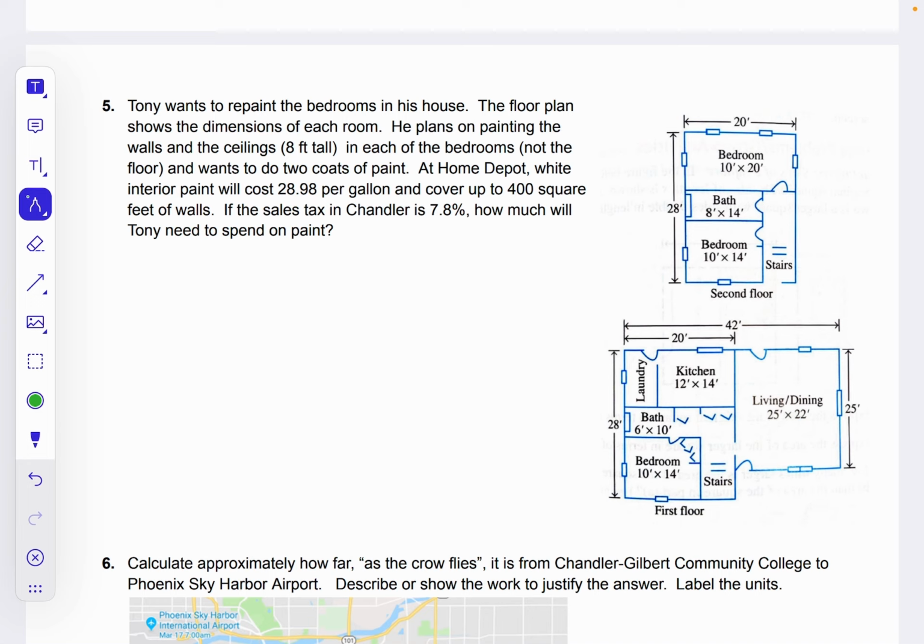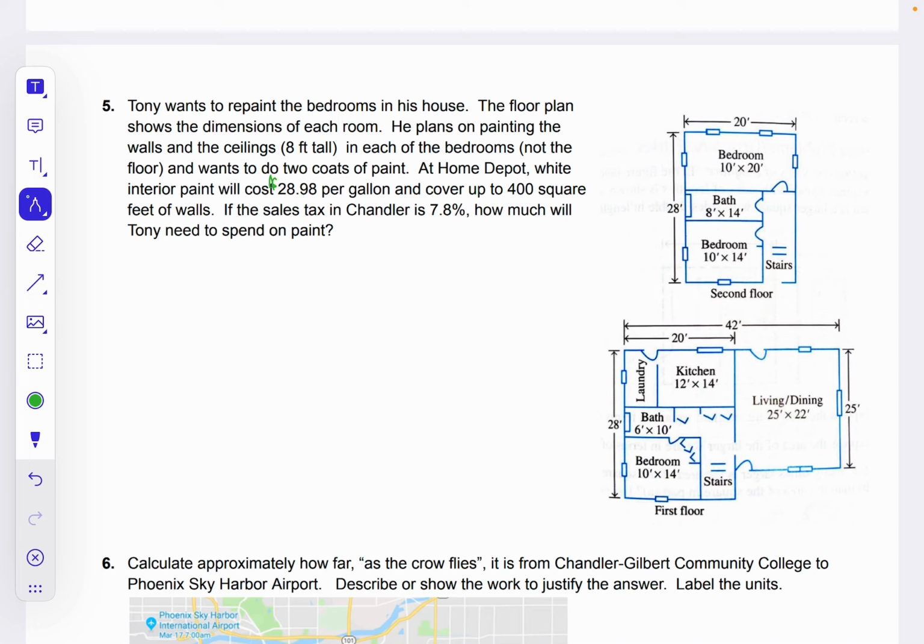At Home Depot, interior paint will cost $28.98. And yes, I know dollars aren't labeled, but we're going to assume it's dollars here. And will cover up to 400 square feet of walls. We're also given some sales tax, and we want to know how much will Tony spend on paint.